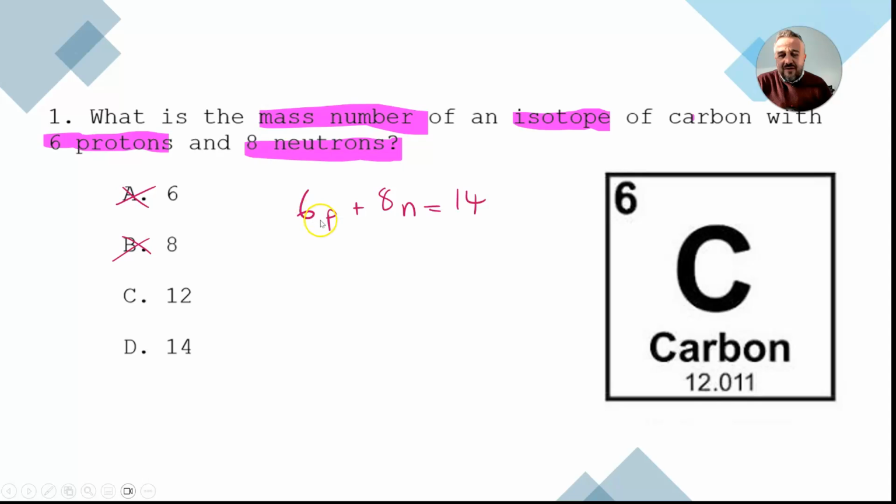But we also know that 6 protons plus 8 neutrons gives us 14. So the answer is not carbon 12, not C. It is D, 14, the isotope.